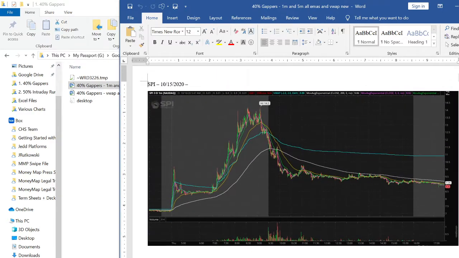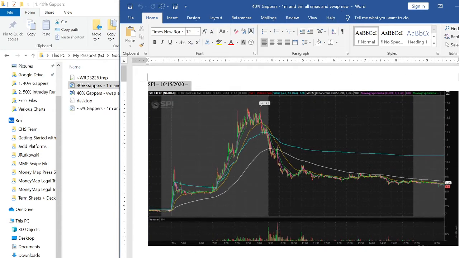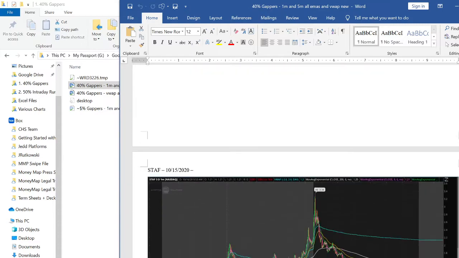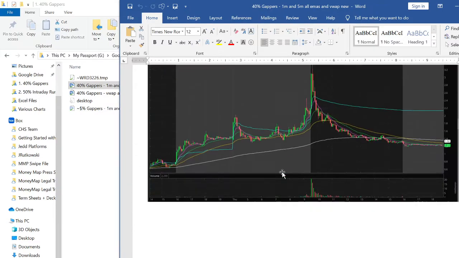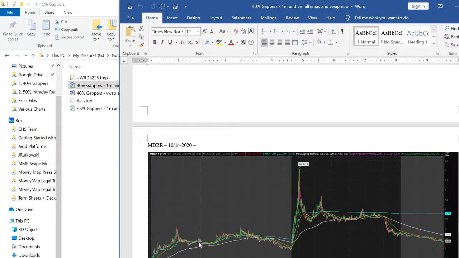But you'll see here, these are my 40% gappers documents, 1 minute and 5 minute charts, all EMAs, so exponential moving averages and VWAP. This is from 10:15. I don't have the ones from Friday, 10:16, but it's from 10:15, and it's the 1 minute, 5 minute of every play, 1 minute, 5 minute, 1 minute, 5 minute, and I have this for just thousands of charts. There's thousands of charts.